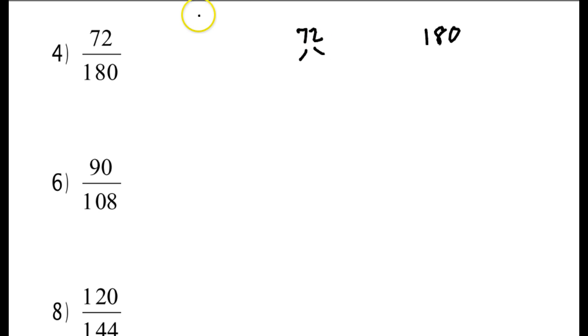So what multiplies to 72? And what multiplies to 180? 9 and what? 9 and 8, good. So 9 is 3 times 3. 8 is 4 times 2. But 4 is 2 times 2. Here's my prime factors.